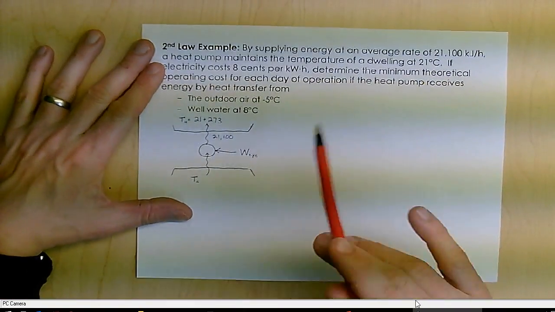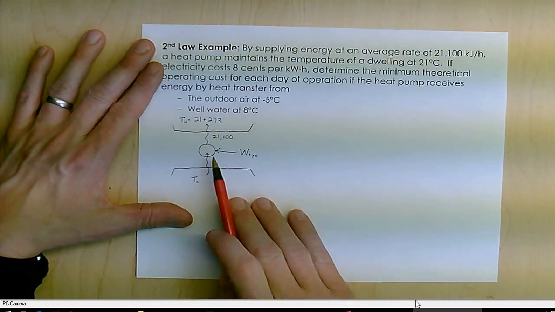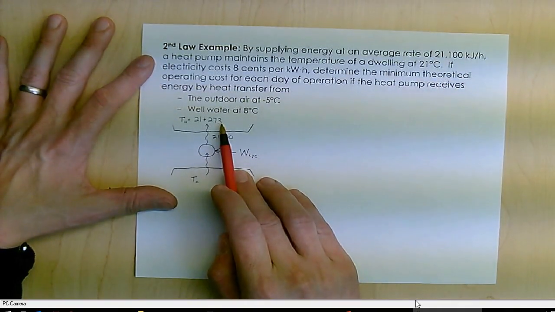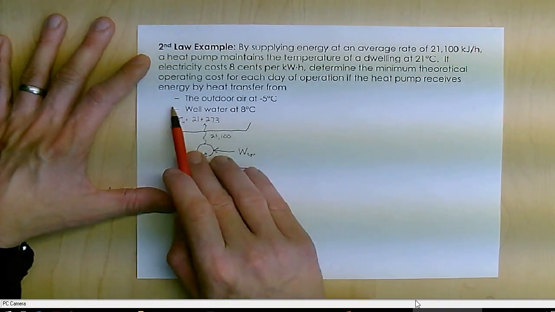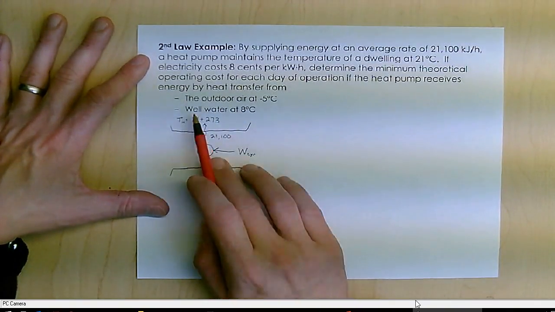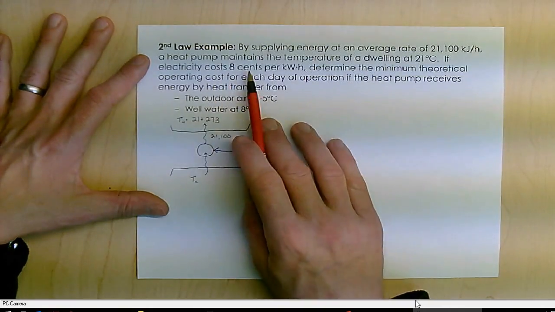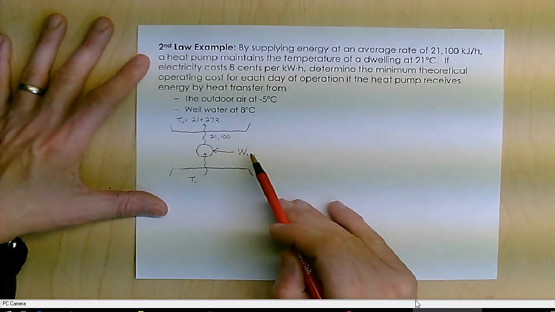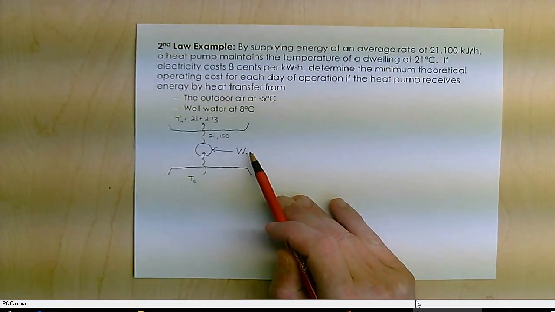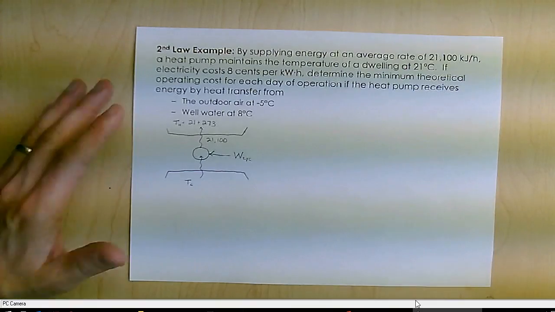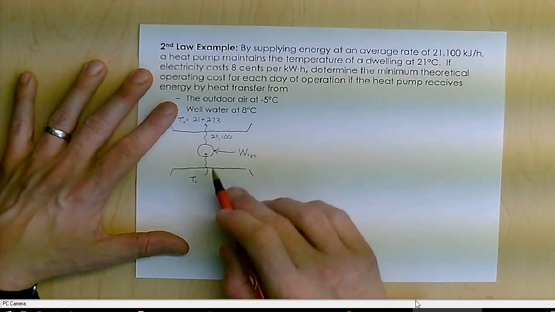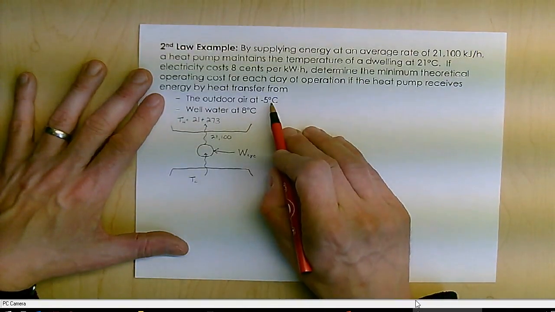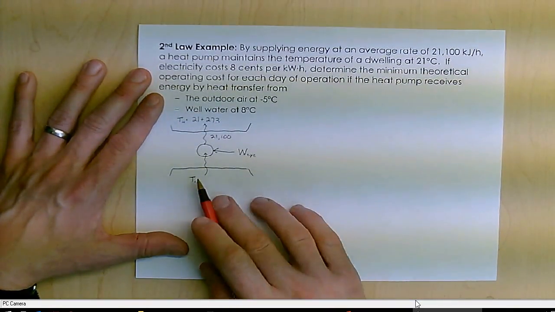Okay, here we have a heat pump, and it's supplying energy to a warm space at a rate of 21,100 kilojoules per hour. That space is at 21 degrees C, so that's really the hot reservoir that we're looking at. What we're trying to find here is, knowing that electricity costs 8 cents per kilowatt hour, figure out the work of the cycle, how much it's going to cost per day to run it, whether I'm pulling this from either the outdoor air or well water at either -5 degrees Celsius or 8 degrees Celsius.